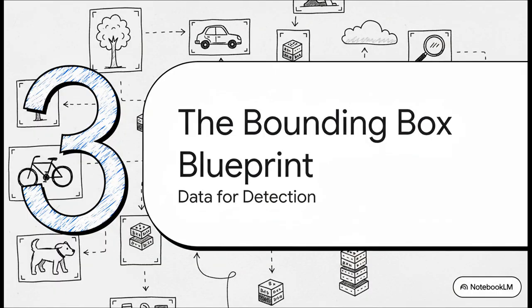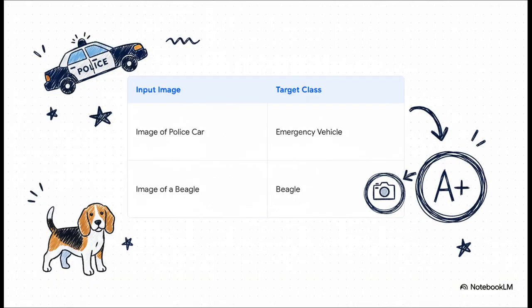Okay, so if the task itself is so different, it makes sense that the way we teach the computer has to change too, right? And like with pretty much everything in machine learning, the secret ingredient, it's all in the data. For plain old image classification, the training data is super simple. I mean, look at this table. You've got an image on one side and a single label for the whole thing on the other. That's it. Nice and easy.